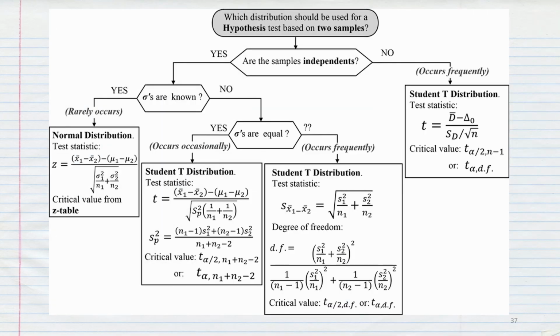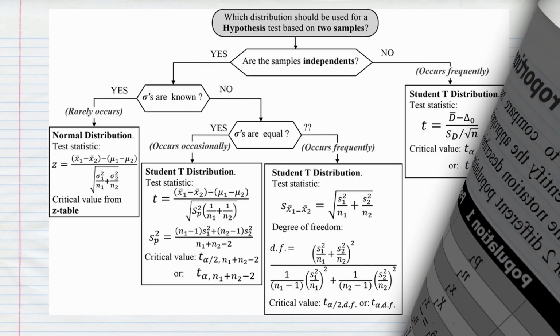The following slide shows a flowchart to use when deciding which hypothesis test on two sample means I should use. Notice the first question concerns whether the samples are independent or not. Also, notice that the t-distribution is often used. Pause the video and have a good look at it.